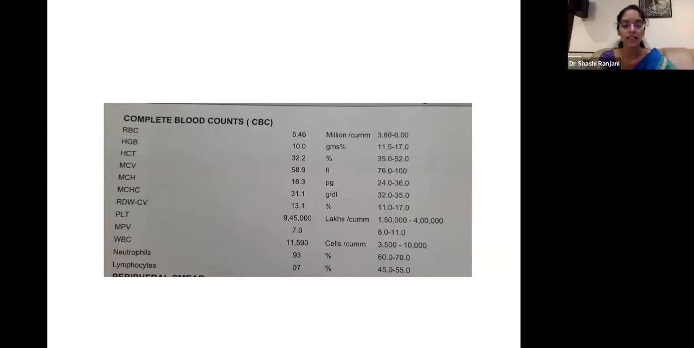So you can see that the neutrophils are 93% and the lymphocytes are only 7%. So does this mean that this child has a sort of infection which is causing neutrophilia? Or should we concentrate more on the lymphopenia, which is there, which is only 7%? So in this child who's almost 6 months, who's come with recurrent episodes of infection, this lymphopenia becomes significant.